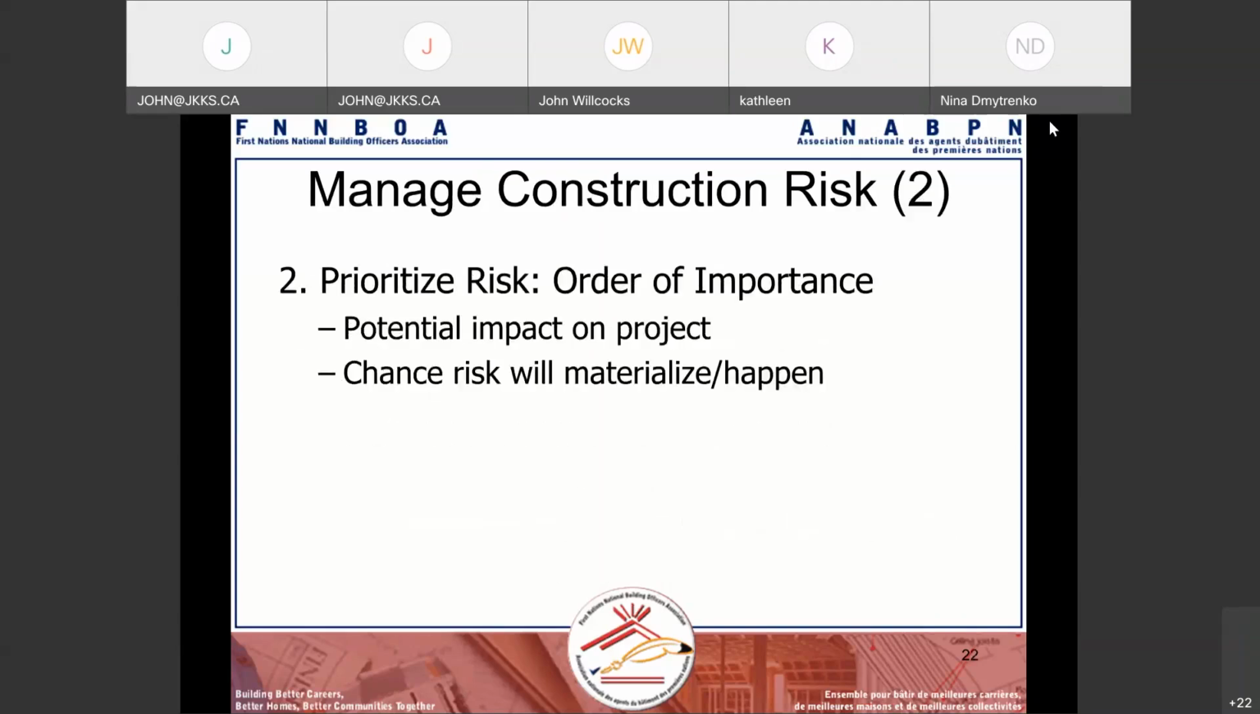So the second one is to put a priority on your risk, order of importance, right? What's the potential impact on the project? What's the chance it will materialize or actually happen? What's the probability? What's the likelihood of those risks taking place? So once you identify your risk, you say high, medium, or low. You can put some type of order of importance. And if they're a high risk, then theoretically, you would try to address those before your project starts.